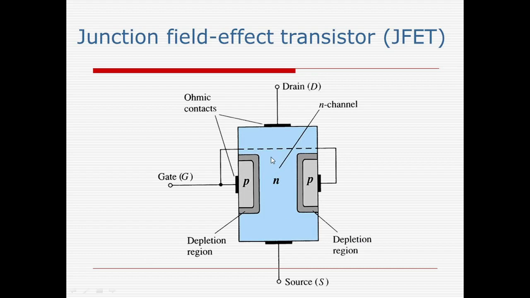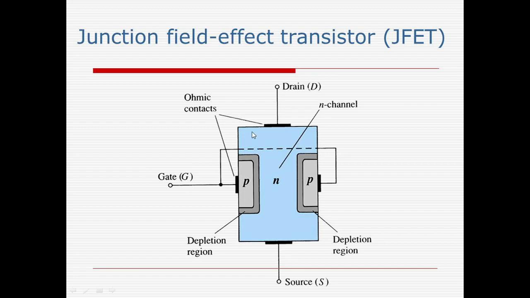Let us now look into the schematic of JFET and understand the structure of a JFET. A JFET is a three-terminal device. All the terminals have ohmic contacts. This terminal is named as drain, this is named as source, and as we have already discussed, the source terminal and the drain terminal can be interchanged. These two contacts are basically connected, and this terminal is known as gate terminal.